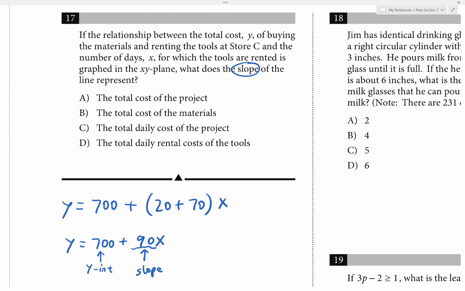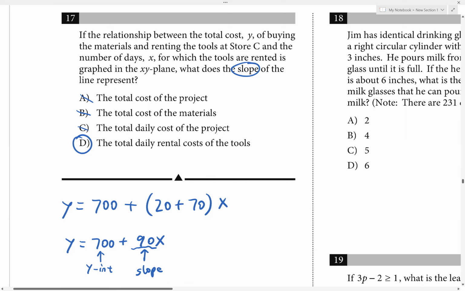Well, is it the total cost of the project? No, because that's what the Y value represents, right? That's the total cost including material and the tools. Is it the total cost of all the materials? No, because that would be like the 700, that's the materials. C says that the total daily cost of the project. No, not the whole project, right? So again, the whole project is like we had to include materials. So the only one that makes sense has to be D here, right?